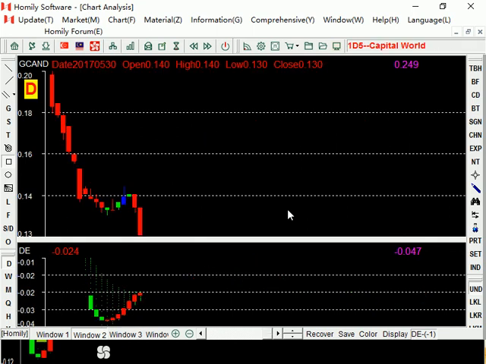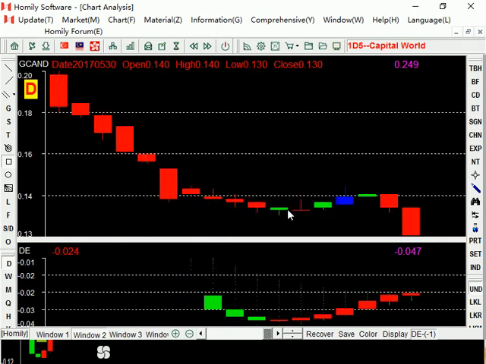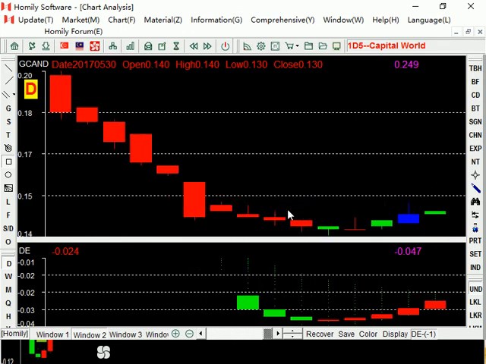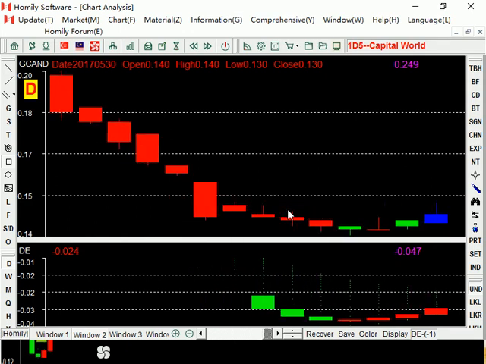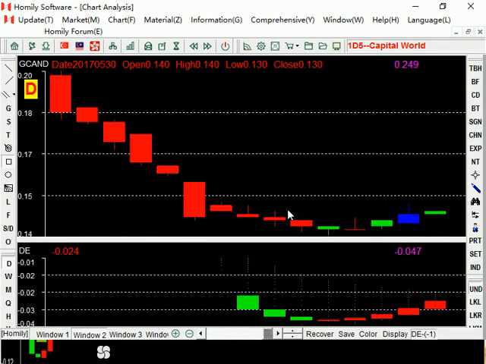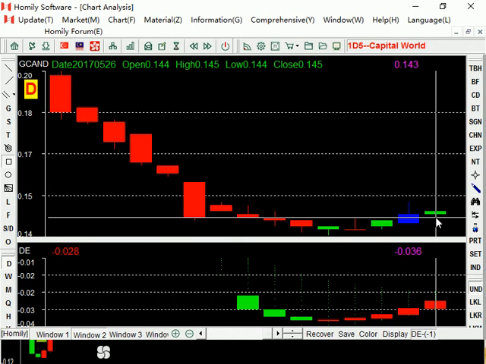So let's see this one. Can we buy at this price or not? This price can buy or not? Cannot. Okay? You'd better wait till the price breaks the high price of the blue candlestick. The probability is higher.